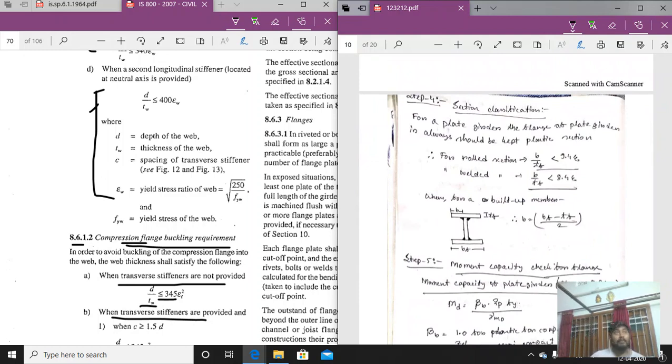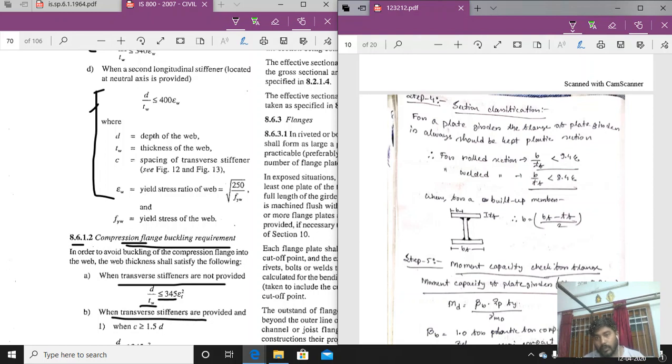So we have determined the section. Now the section classification is very much important. Why is the section classification important? If you can remember, in the beam design, the moment capacity, that is the beta B, is dependent on the section. What is the section of the flange?